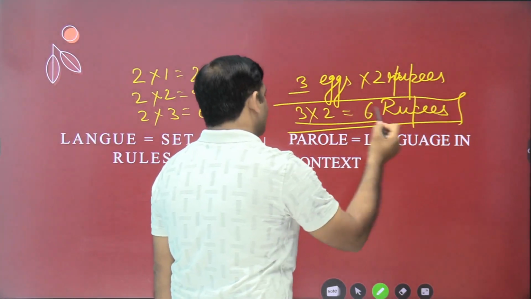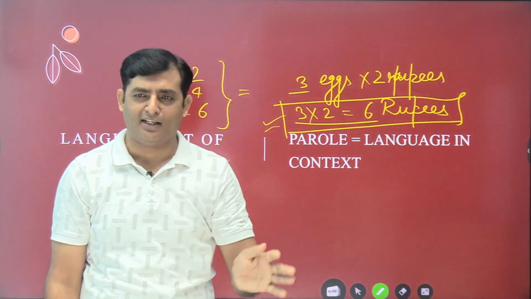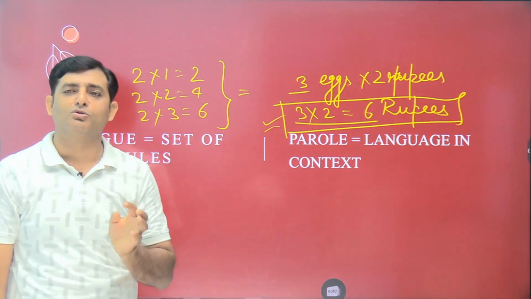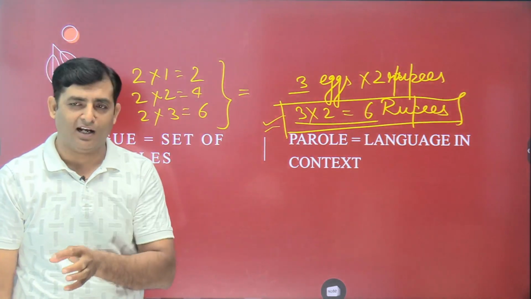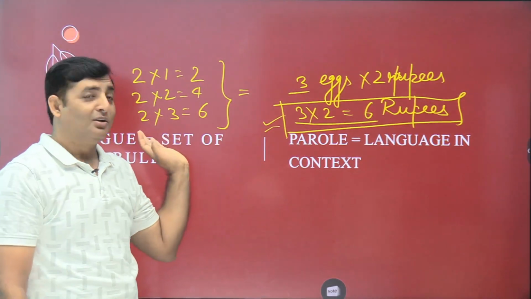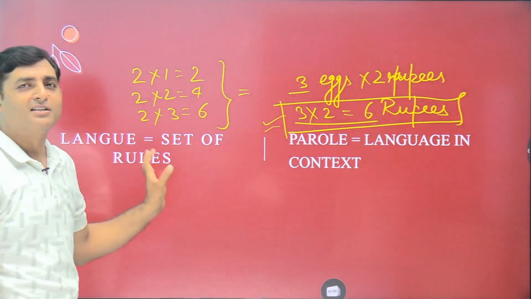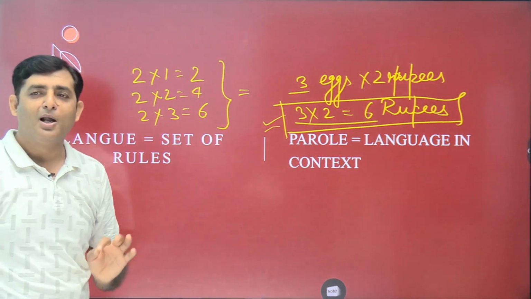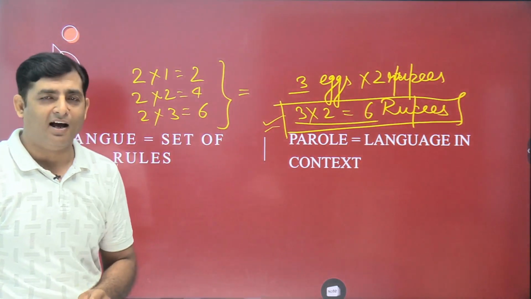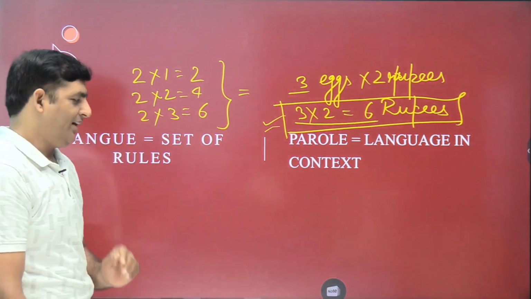So when you pay 6 rupees to the seller for 3 eggs, it is language in context. It is live language. But when you learn the table, 2 ones are 2, 2 twos are 4, 2 threes are 6, it is lang. This is the simplest method to know lang and parole. I hope you have understood the basic concept. Parole is language in context, live language, and lang is just a formula, a set of rules. Alright, next point.